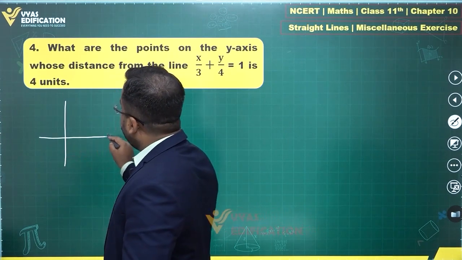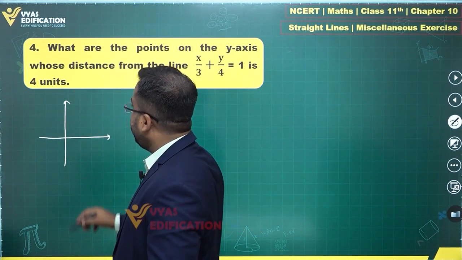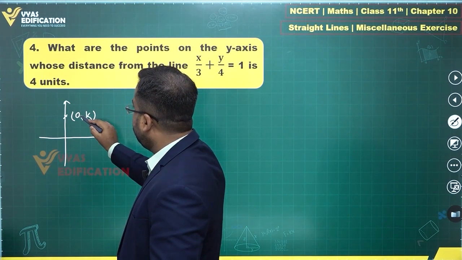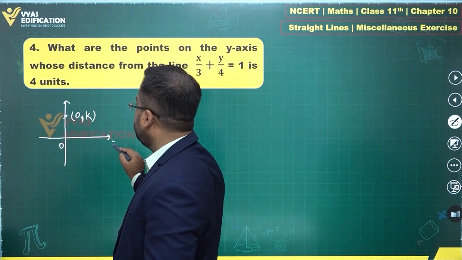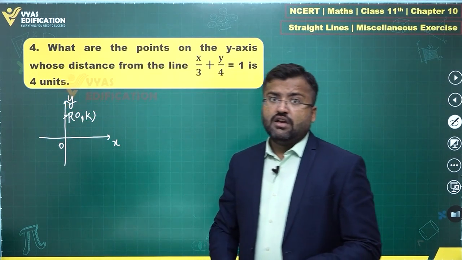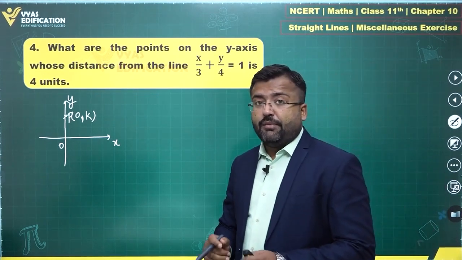So any point on the y-axis will look like (0, k), you can say, right? The x coordinate will be 0. Since this is the origin, this is the x-axis, this is the y-axis, any point here will look like this, right? The x coordinate of that particular point will be 0.